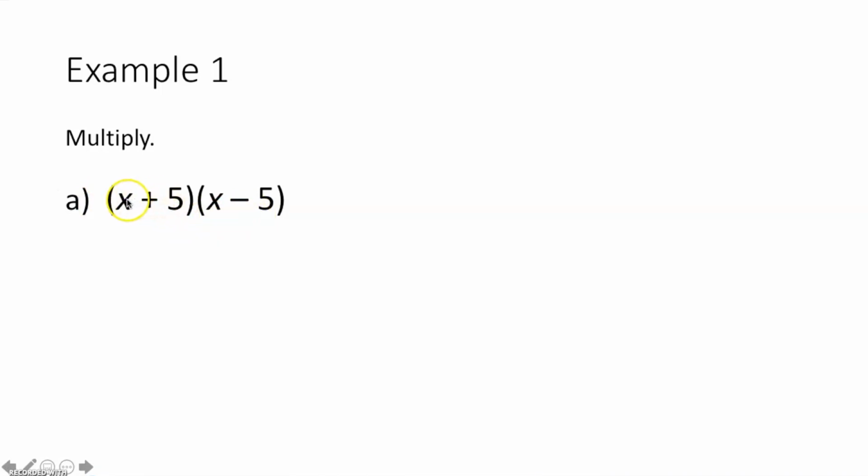Example time! So example 1, we're going to multiply x plus 5 times x minus 5. You see that they are the exact same terms, but one is a plus and one's a minus. One's a sum and one is a difference. So we recognize it's a difference of squares that we're going to end up getting.